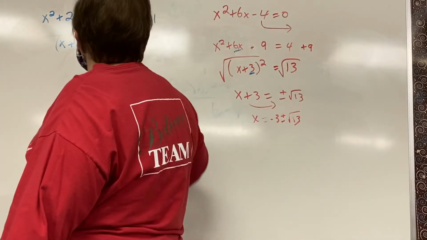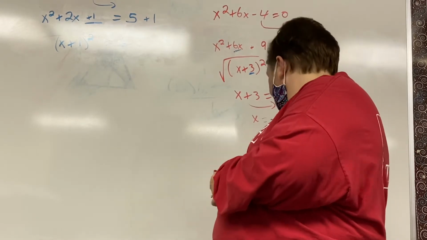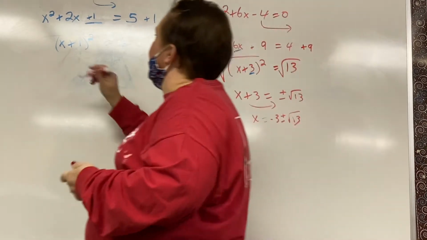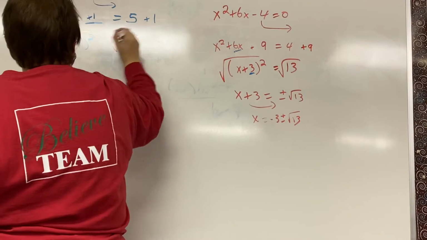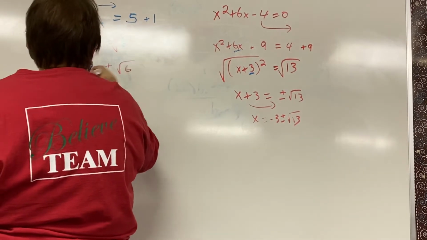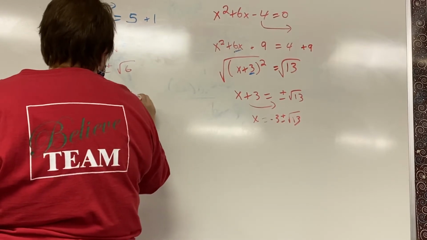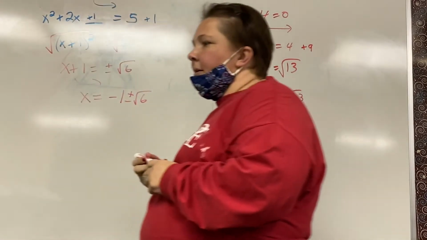So put this together. And now what do we do to solve? Square root on both sides. So we get x plus 1 equals plus or minus the square root of 6. And then we move the 1 over, so we get negative 1 plus or minus the square root of 6.